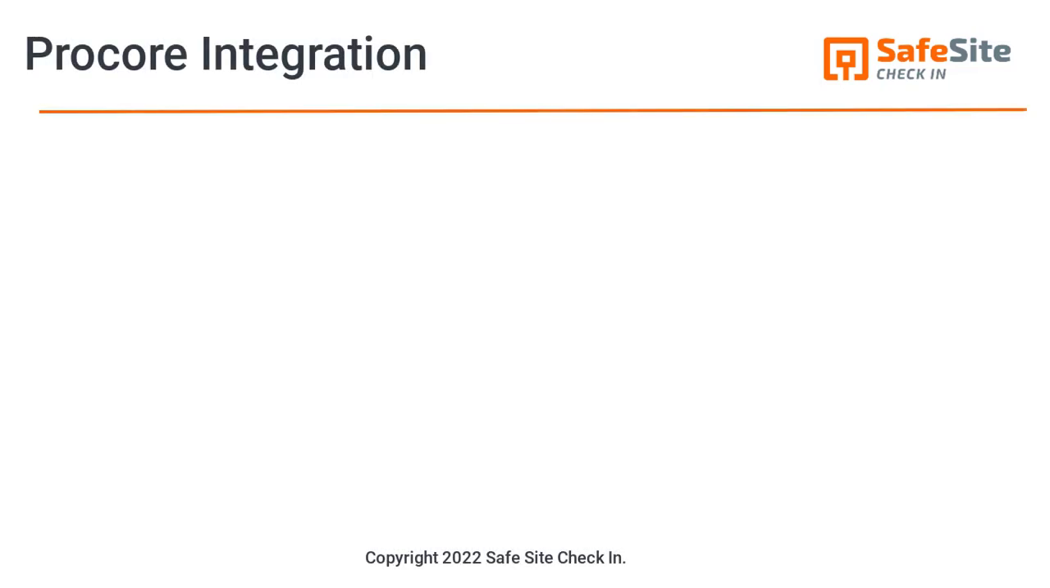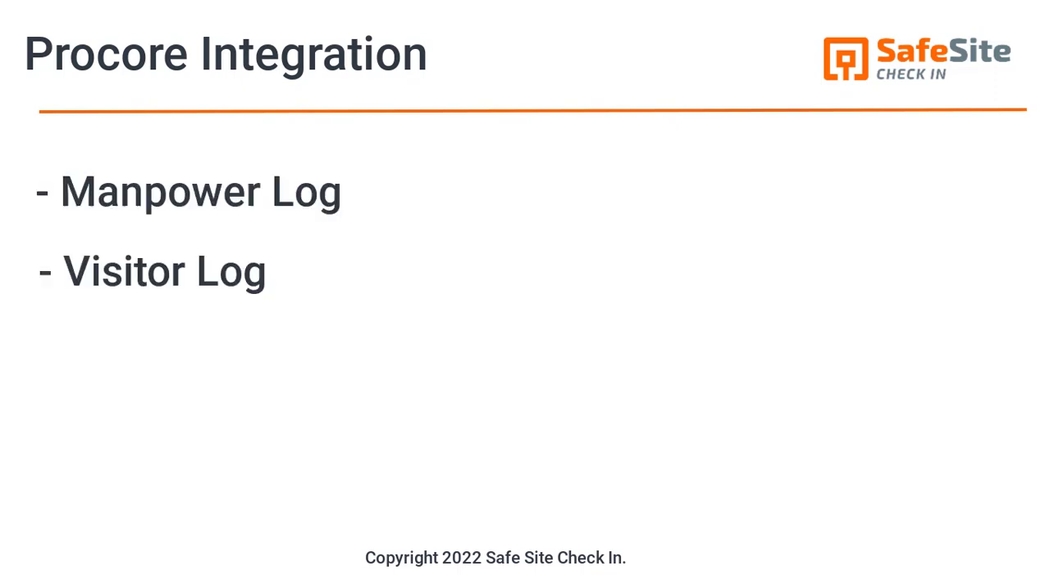Safe Site Check-in is the system of record for site visitor activity. Information captured in the Safe Site Check-in app eliminates the need for your on-site personnel to manually enter data in Procore Manpower and visitor logs. Integrating Safe Site data into Procore is done in 4 steps.